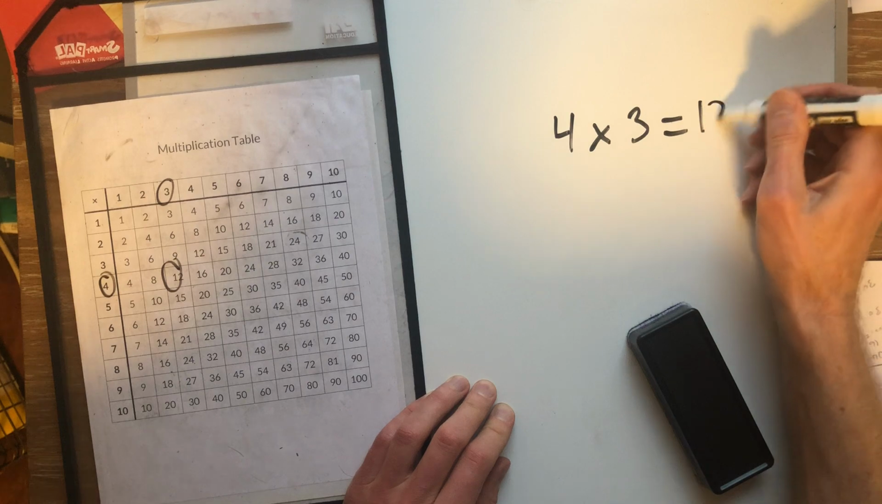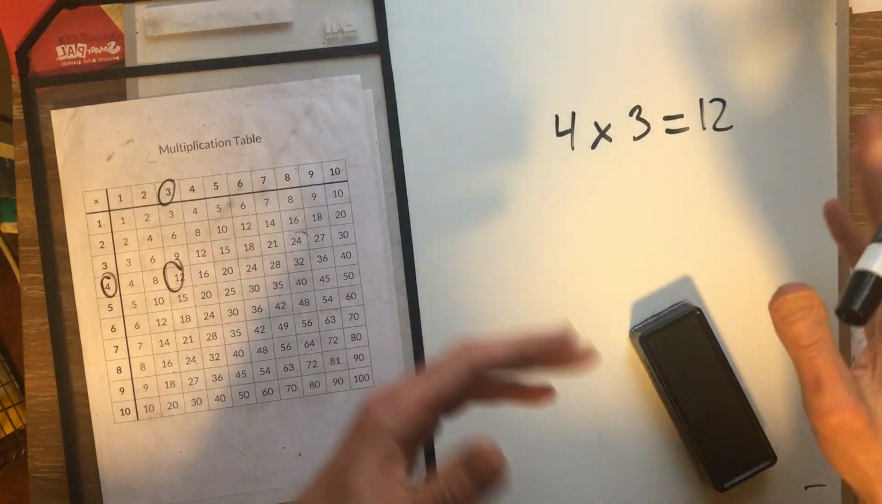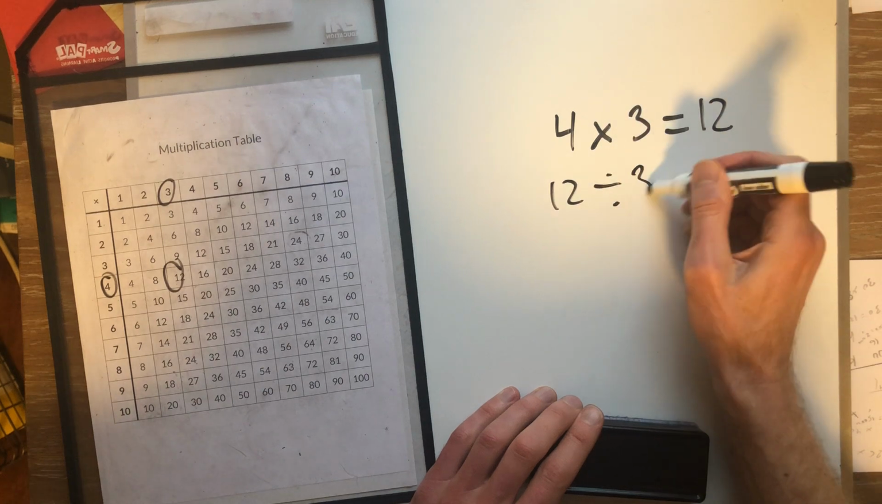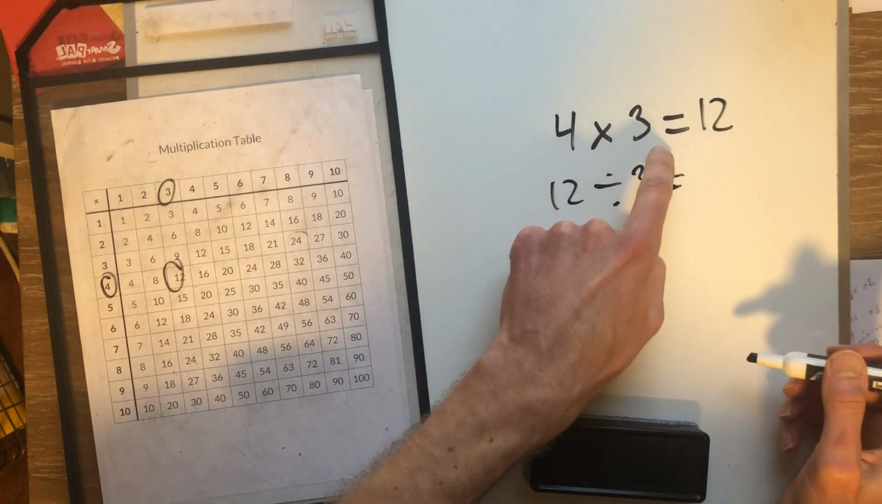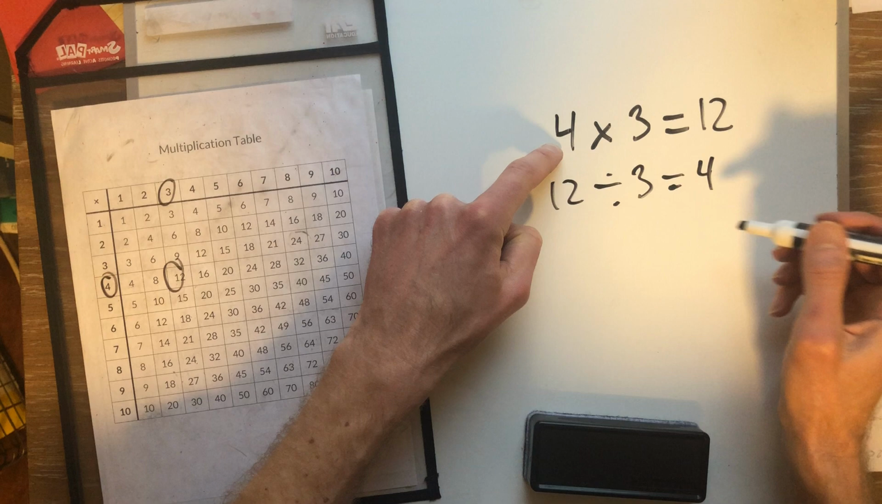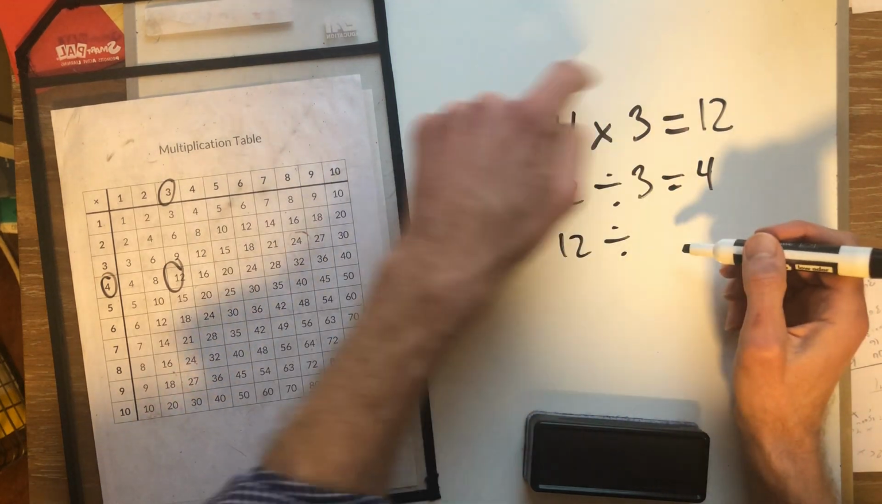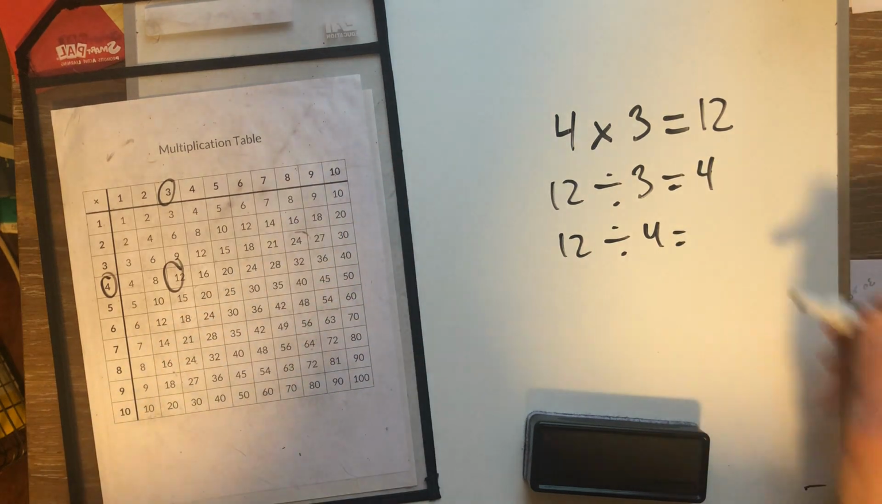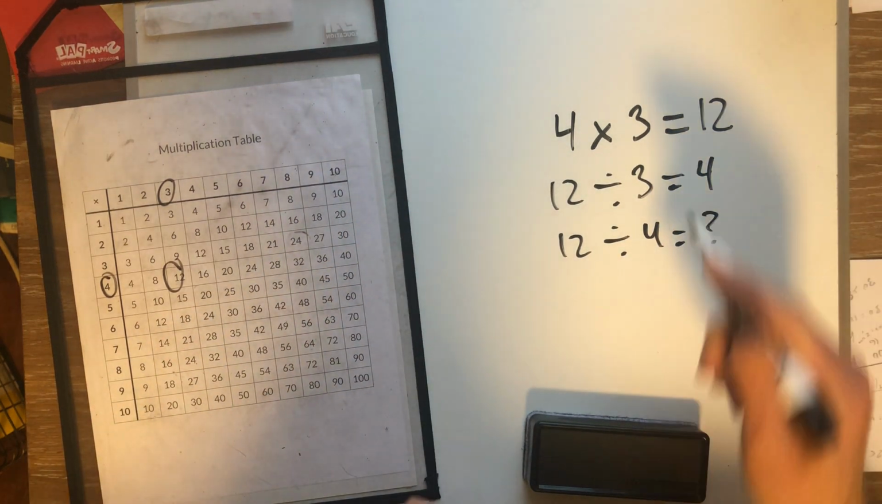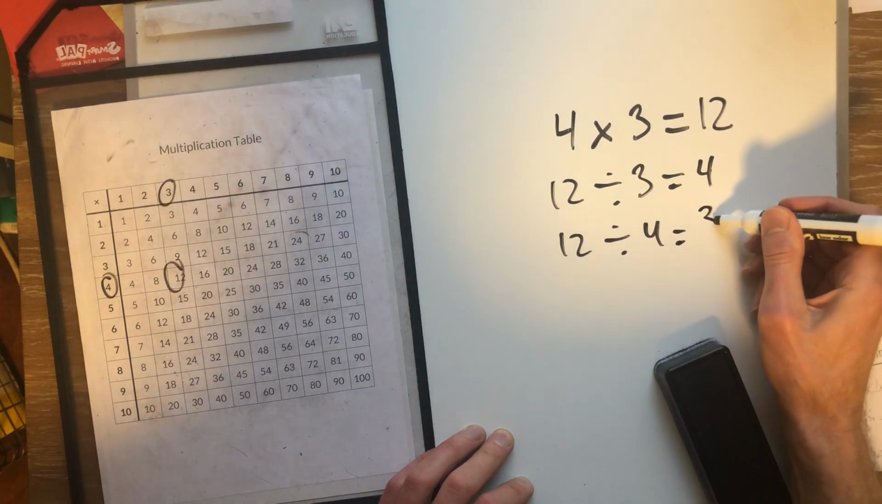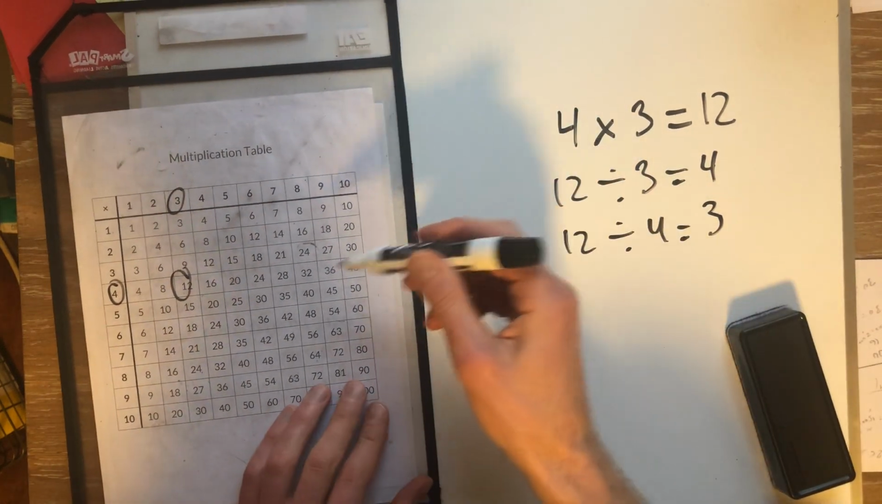So in division, you're looking at the same three numbers, but you're just rearranging them. So 4 times 3 equals 12. 12 divided by 3 equals 4. Or 12 divided by 4 equals 3. So there's just a mystery number somewhere, and it's just kind of moving around. But those numbers work together.